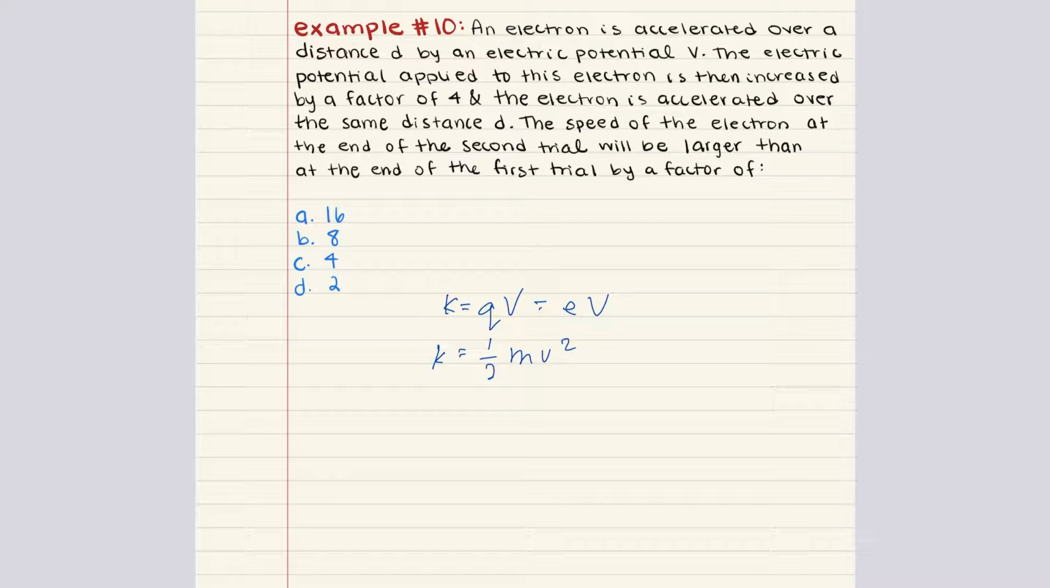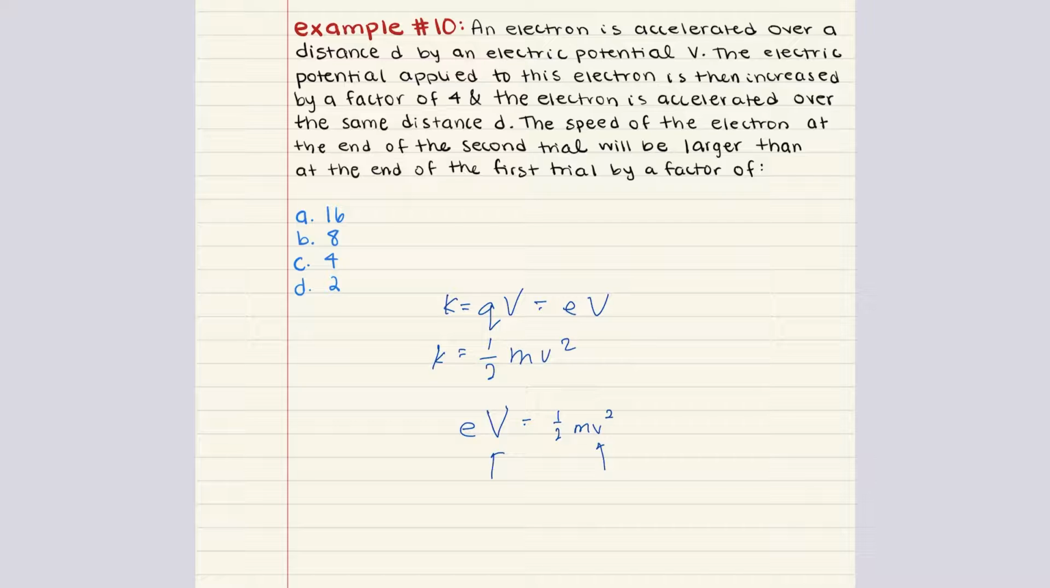Okay, so now let's try to answer this problem. The work done by the electric field gives the electron kinetic energy. So we're going to go ahead and set these two equations equal to each other. EV is equal to 1/2 mv, and this is lowercase v squared. Don't confuse the two v's. This V is electric potential, and this v is the speed of the electron.